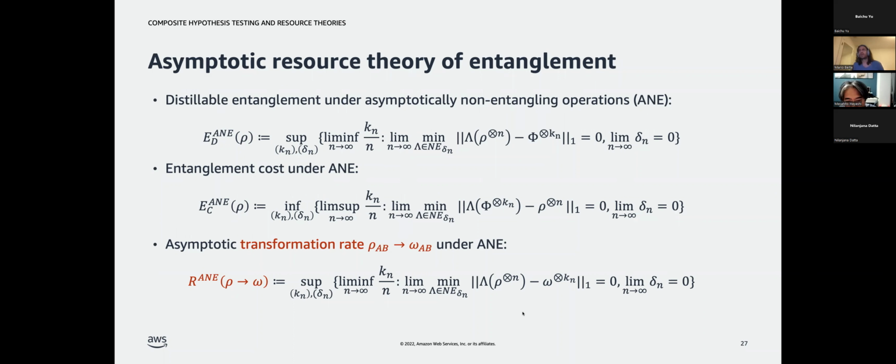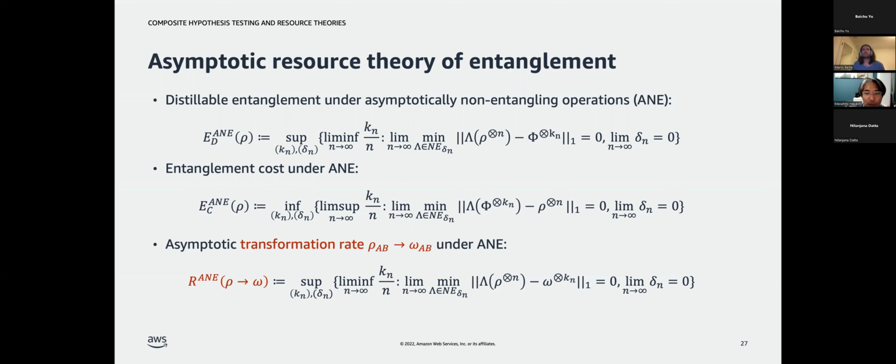Because you allow delta N. Yes, there's a finite delta N. If delta N equals exactly zero, then we know that the entanglement cost and distillable entanglement are not the same. Usually in the case of cost and distillation, we consider delta N exactly equal to zero. But now you relax that condition, then you define this quantity.